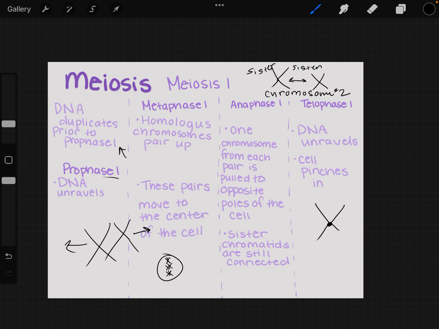So if we're given a number and say we start with 2 and then it duplicates to 4, by the end of meiosis 1 we're going to have 2. And then by the end of meiosis 2, we'll have 4 sets of 1. It's confusing. That was not a good way to explain that. It'll make sense. It'll be fine. So let's move on. Cells are going to replicate in interphase before meiosis.